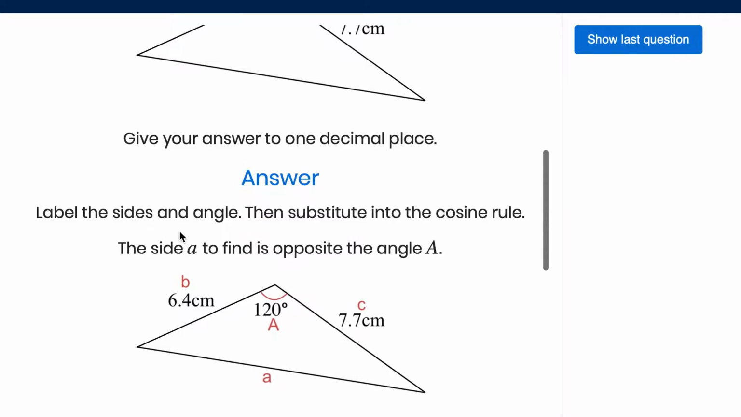First, label the sides and angle. Then we substitute into the cosine rule. The side A to find is opposite the angle A. Let B equal the 6.4 cm side and C equal the 7.7 cm side. Now it doesn't matter which side you label B and C, as long as they're the two sides either side of the angle.